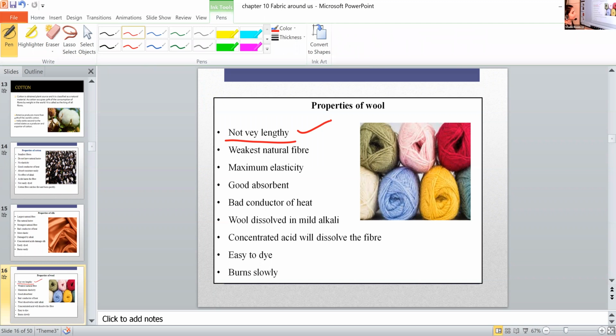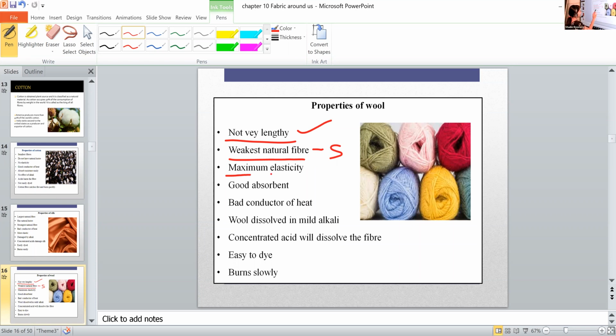And it's a natural fiber. Then weakest natural fiber. Very weak. This is about the strength. They are very weak when we compare with other natural fibers. Which are the other natural fibers? The cotton, silk, and wool. These three are the common natural fibers. So if we compare with cotton and silk, the wool is the weakest natural fiber.